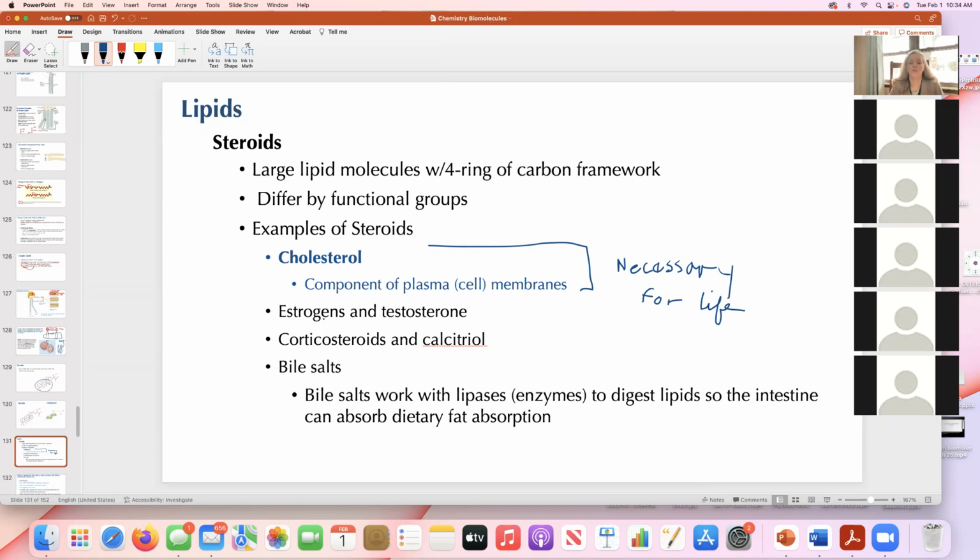From cholesterol, we'll make our estrogens and testosterone. When you look at estrogen and testosterone, you can see how they're derived from cholesterol. We'll make our corticosteroids. Yes, all those things that are anti-inflammatory. Calcitriol for our vitamin D. The bile salts are also made from cholesterol. Your bile salts are stored in your bile duct. They're made in your liver, and they work with the lipase enzymes, and they'll help solvate or digest the lipids in your intestines so you can absorb dietary fat.